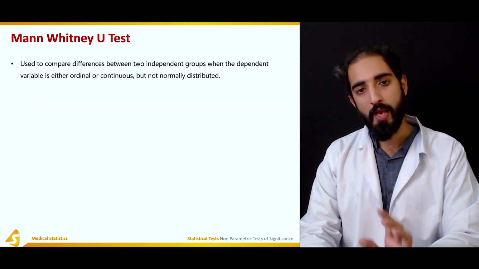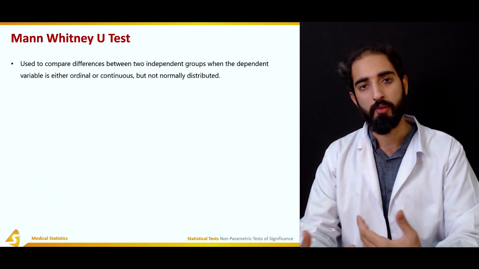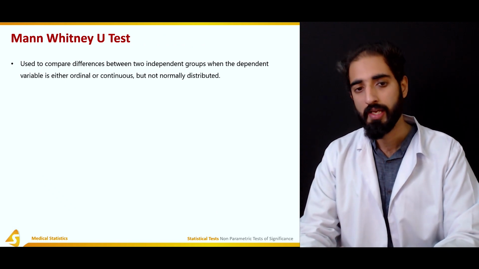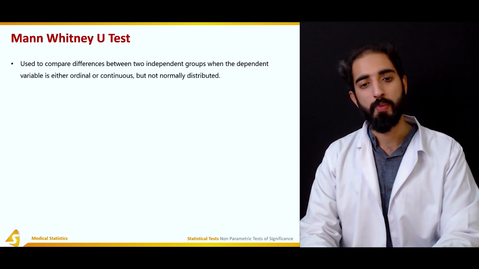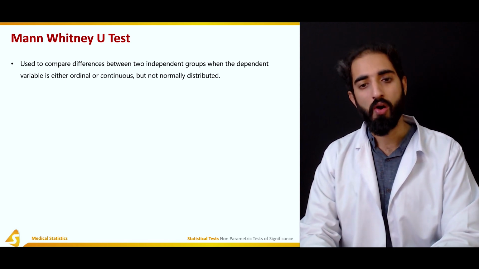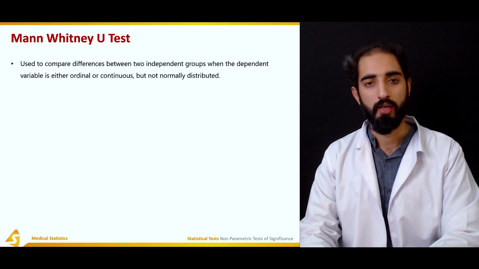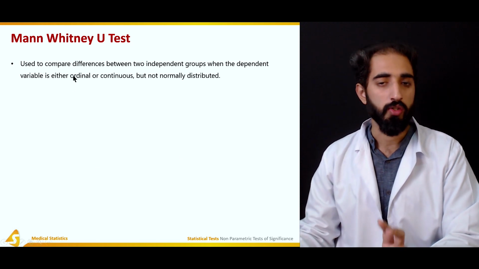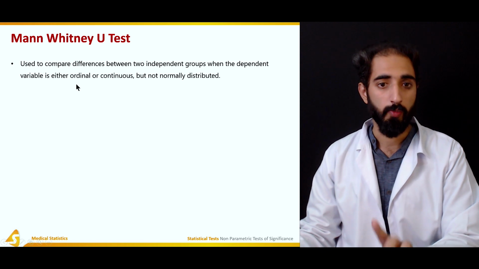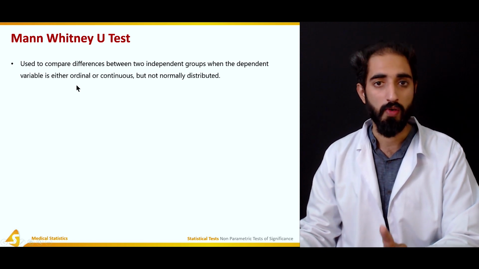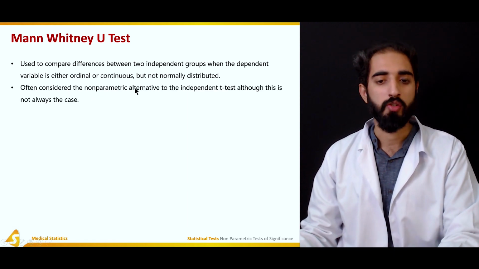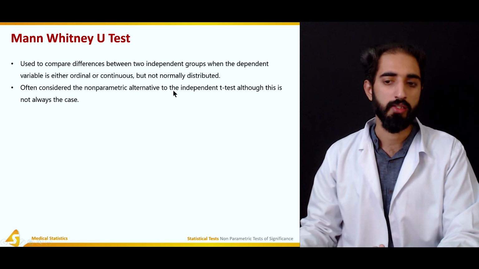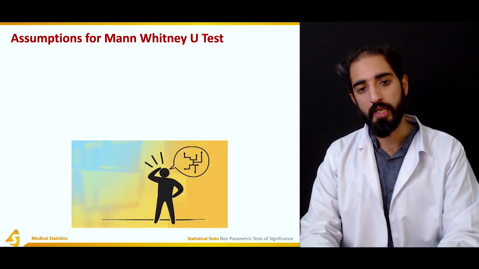So let's start off with the Mann-Whitney U-test, which is actually a comparable test for the independent t-test. And once again, it is used to compare differences between two independent groups when the dependent variable is either ordinal or continuous but not normally distributed. So the ordinal option was not there in the independent t-test, but the Mann-Whitney U-test can also be used when the dependent variable is ordinal or discrete. So it is often considered the non-parametric alternative to the independent t-test, although this is not always the case.